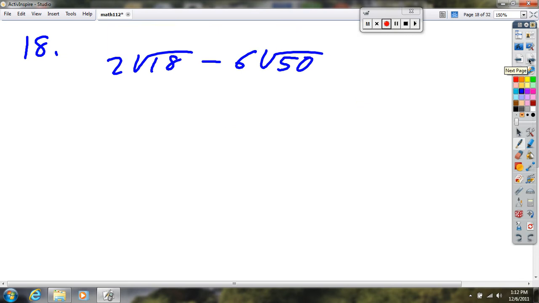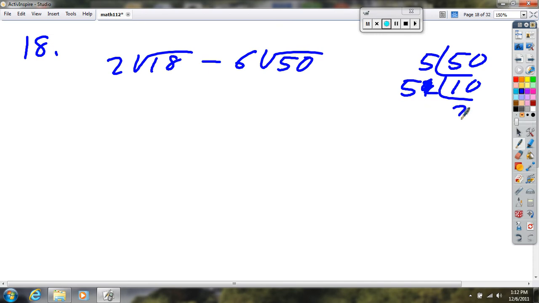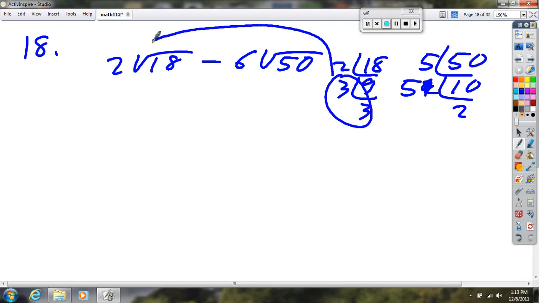Number 18 is, we have an 18, we have a 50, let's do that. It's 5, 10, 2, 5 times 2. Want to do the same number until it doesn't work anymore. 18 is 2, which is 9, which is 3, and 3. So this has a pair of 3s. Goes here. 3 times 2 is 6 times the square root of what's not circled? That 2. So I get that.